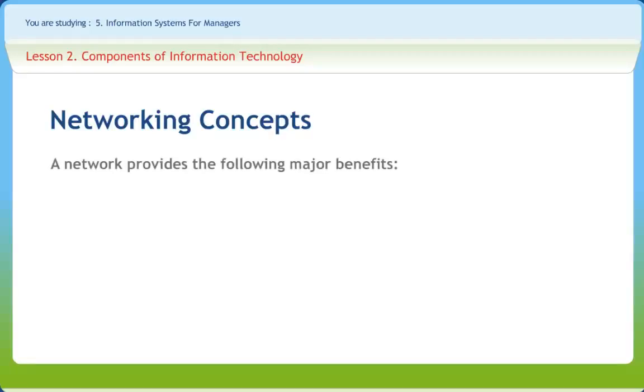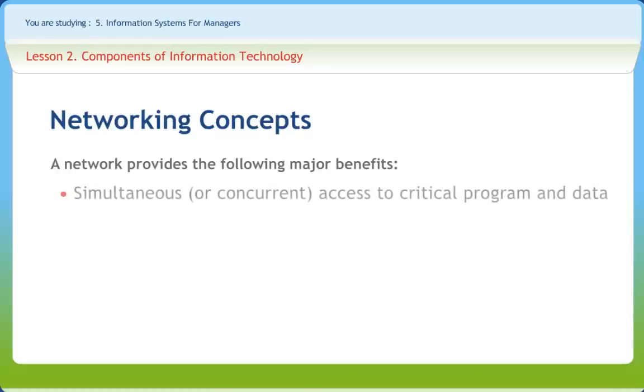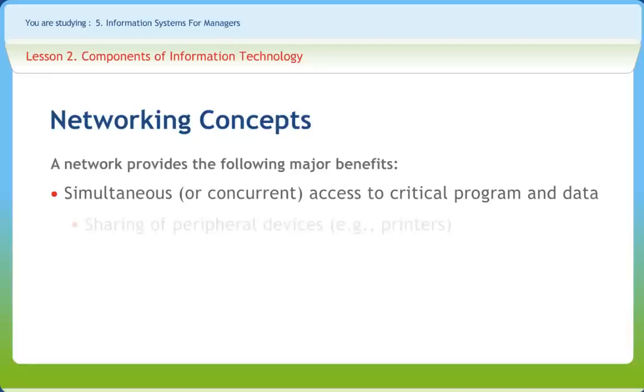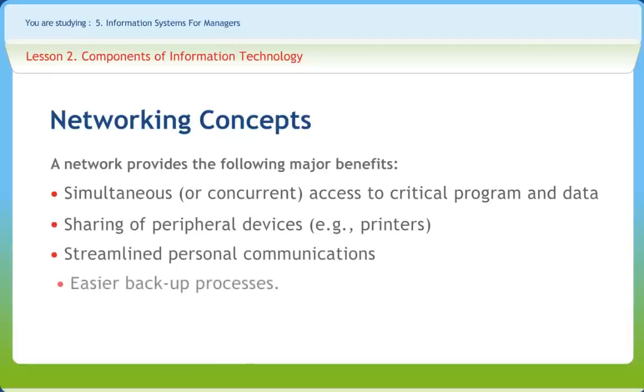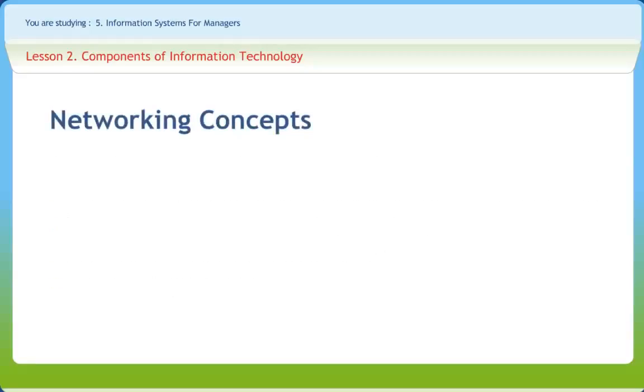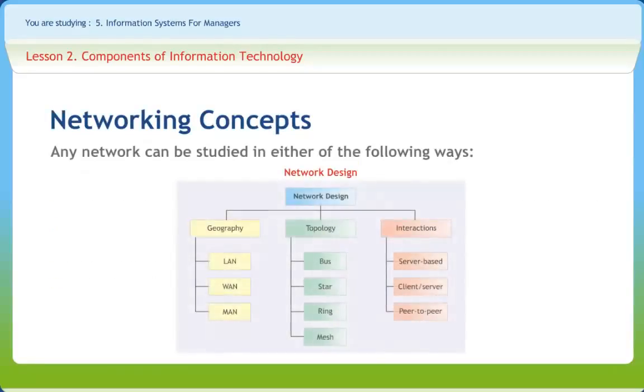A network provides the following major benefits, namely simultaneous or concurrent access to critical programs and data, sharing of peripheral devices, streamlined personal communications, and easier backup processes. Any network can be studied in one of the ways shown in the figure. It is important to realize that these are not mutually exclusive divisions. For example, a LAN may have any of the four topologies, and also it may have any of the three types of interactions. Let us study each of these above topics in more detail.